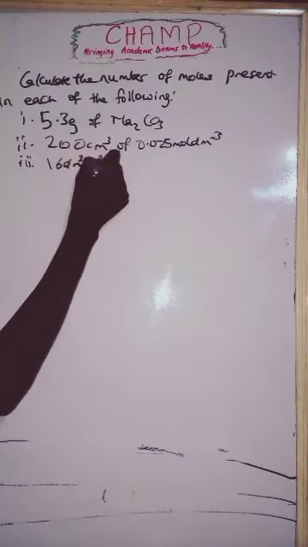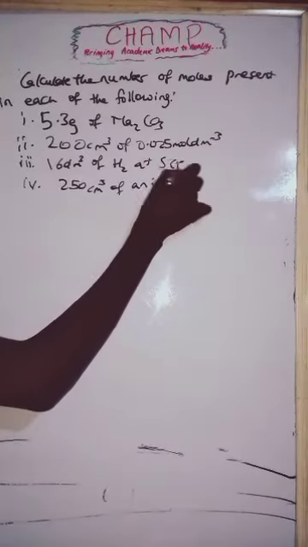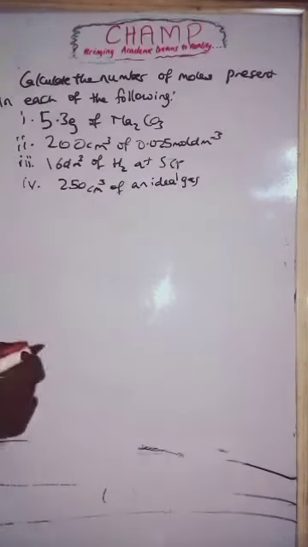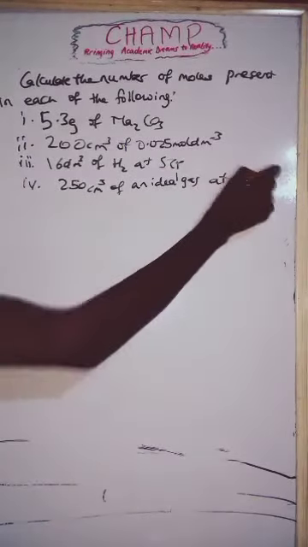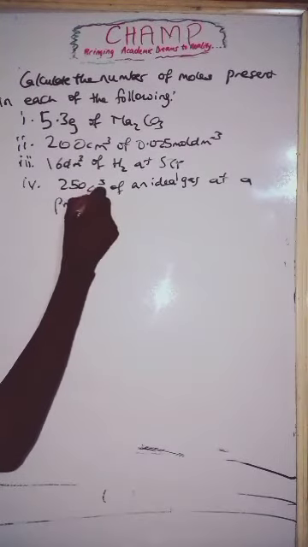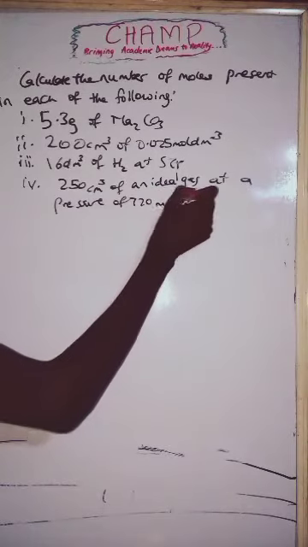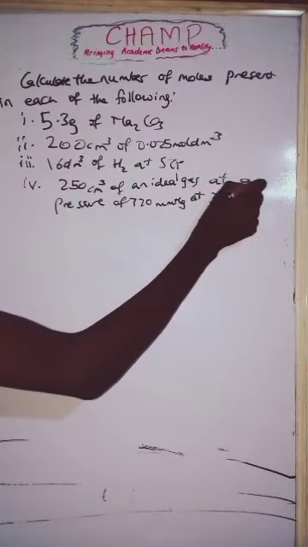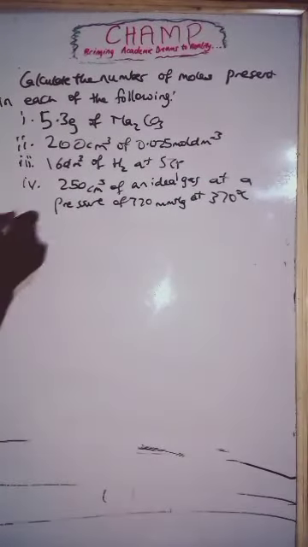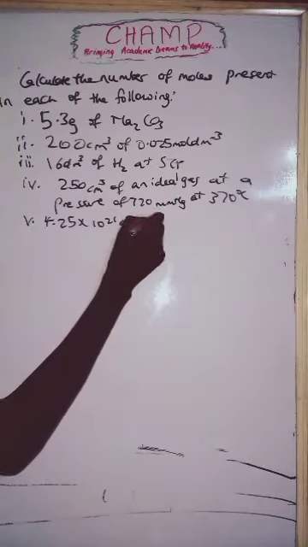Roman figure 4, 250 centimeter cube of an ideal gas at a pressure of 720 millimeter mercury at 37 degrees Celsius. Roman figure 5, 4.25 times 10 raised to the power 21 atoms of copper.